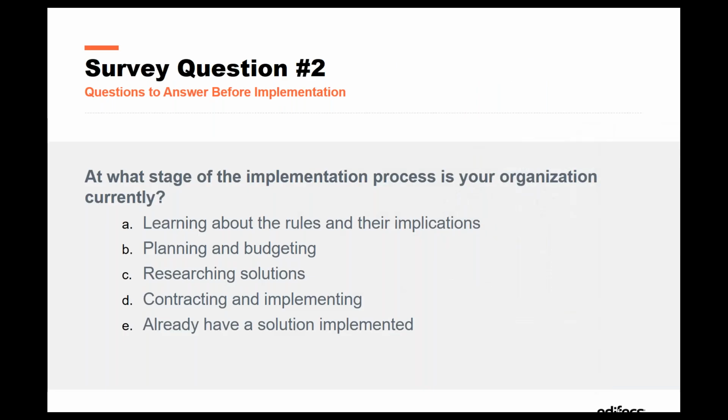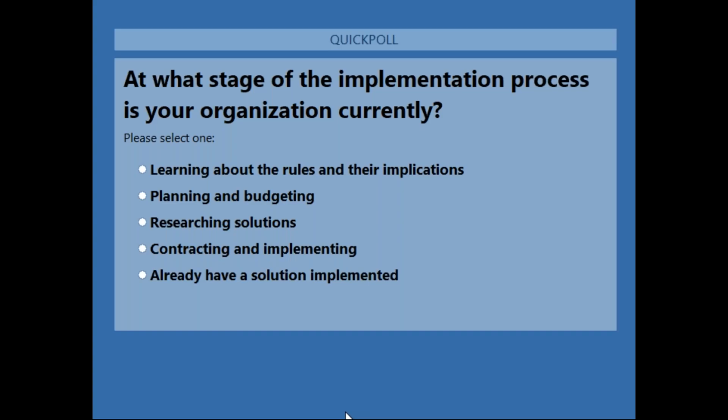Now we come to the set of survey questions that we have. It's survey question number 2. The question is, at what stage of the implementation process is your organization currently? There are a few answers. Answer number 1 is we're just learning about the rule and the implications.